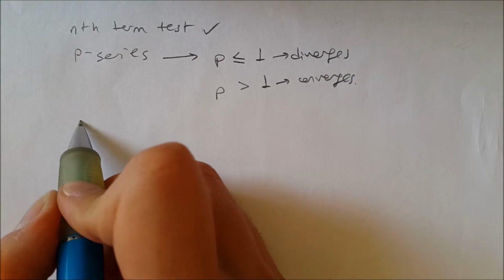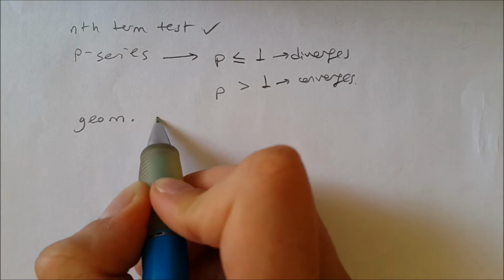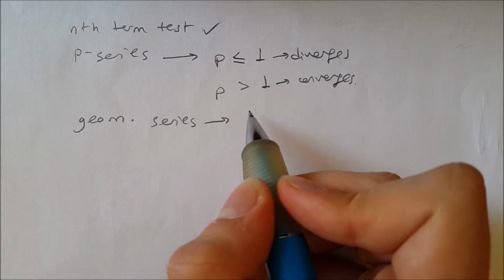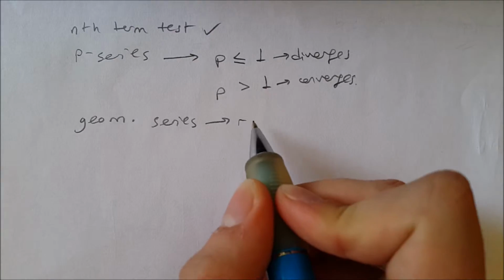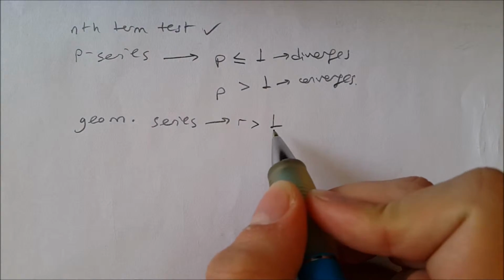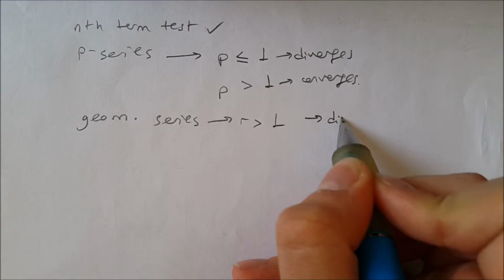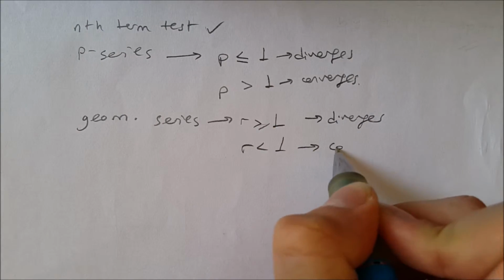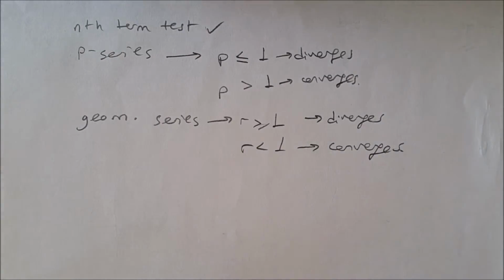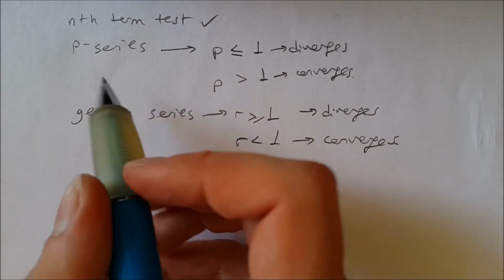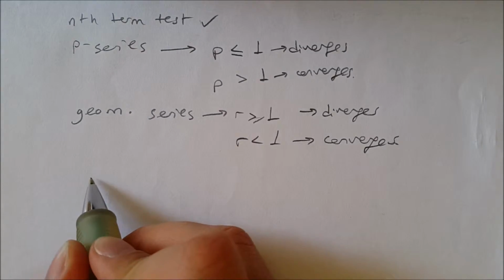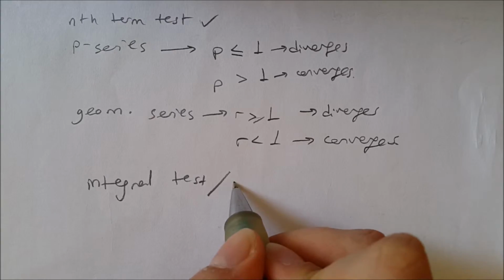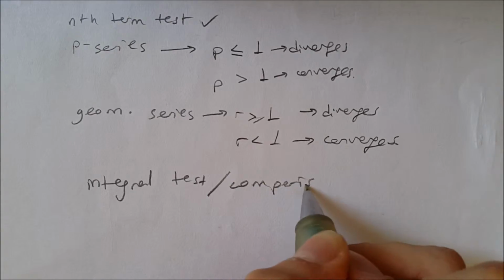If it's not a p-series, then you should check if it's a geometric series. Then, if r is greater than or equal to 1, it diverges. But if r is smaller than 1, then it converges. But if it's not any of these, then you should check for the integral test or a comparison test.